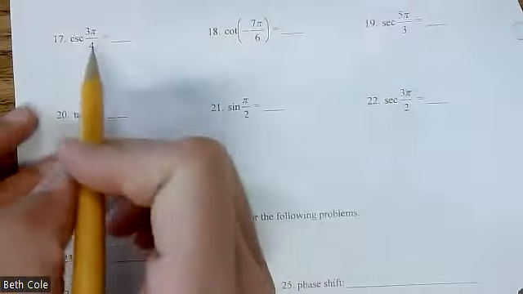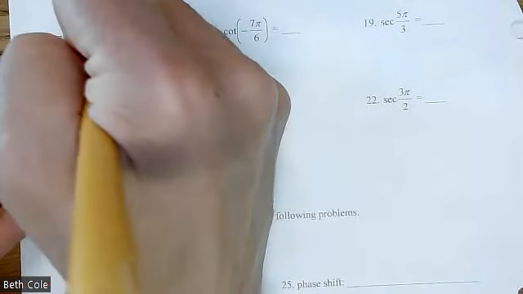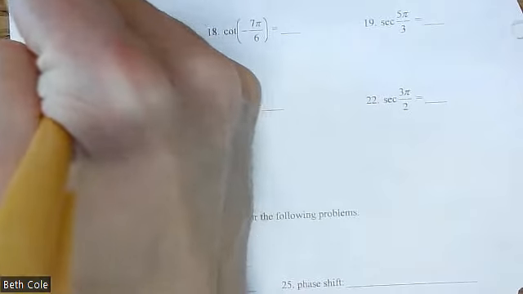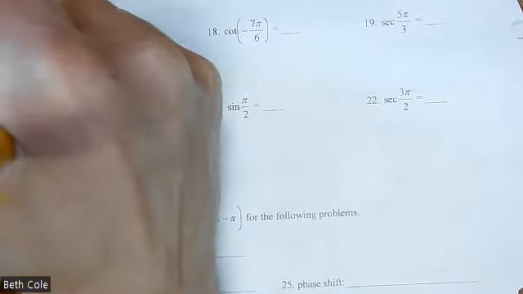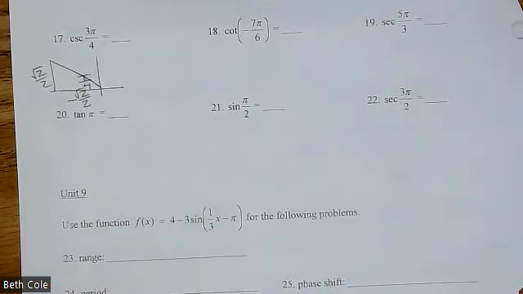All right. 3 pi over 4 is in quadrant 2. And again, it's your square root of 2 over 2 triangle. It's just the x value is negative.